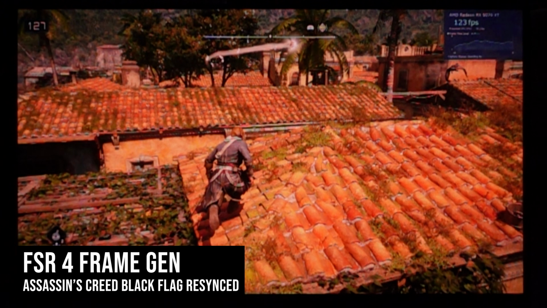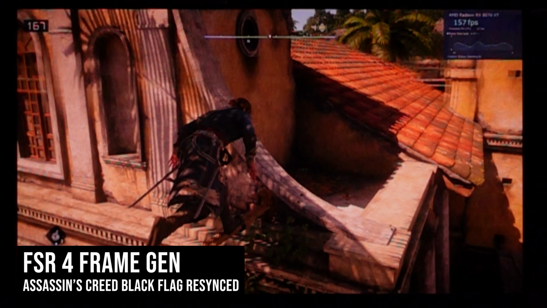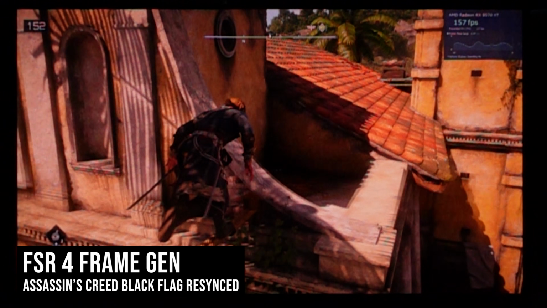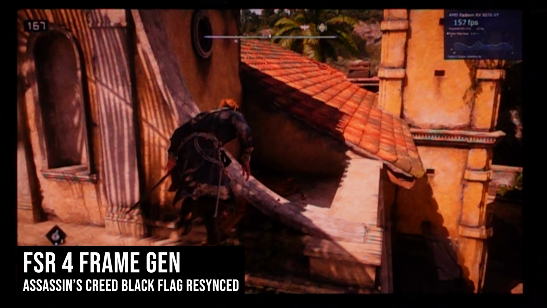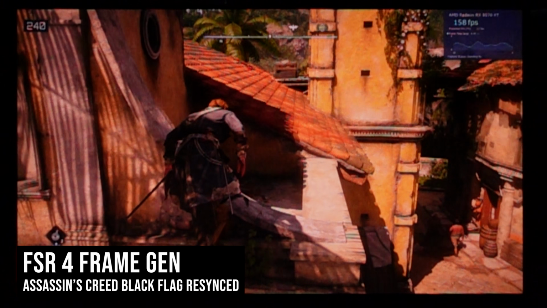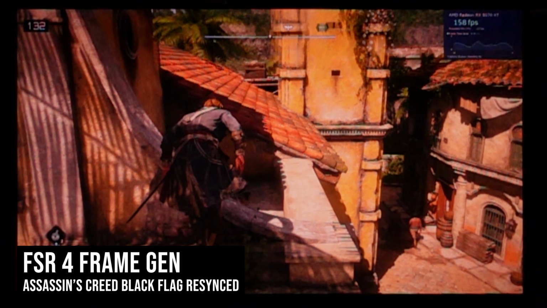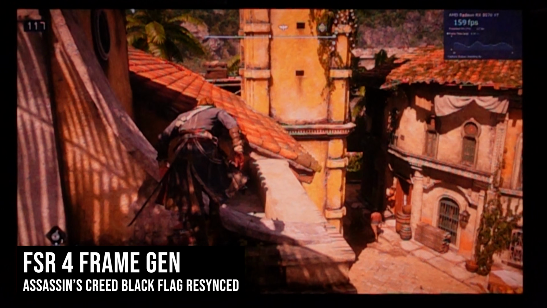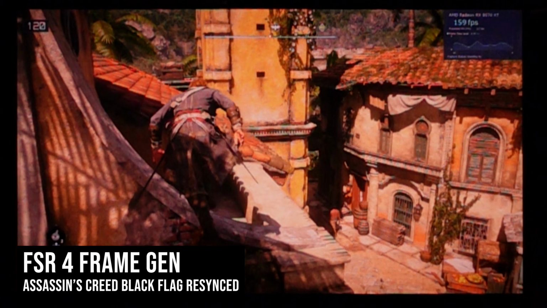Unlike the other titles I've been exploring, Black Flag Resynced was released well after FSR Redstone and contains an FSR4 DLL with a native integration of machine learning based frame gen. It doesn't appear from these examples that the native integration does anything to resolve these frame pacing problems.